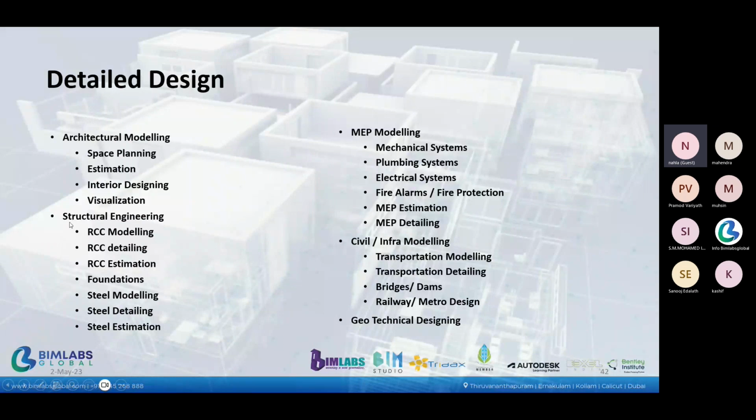Then moving on to the structural aspect, RCC modeling, RCC detailing, estimation, foundation, and steel modeling come under it. Then the MEP modeling, mechanical, electrical, and plumbing systems. The civil and infrastructure modeling means transportation modeling and detailing, then bridges, railway, and metro designing. And then comes the geotechnical designing. So these are some of the detailed designing aspects.